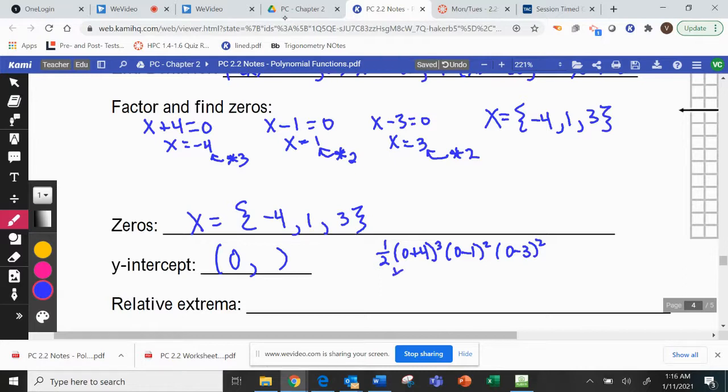So that'll be 1/2. 4 to the third is 64. Negative 1 squared is 1. And then negative 3 squared is 9. I'm going to do 1/2 of 64 first, which is 32, times 9. So 288.